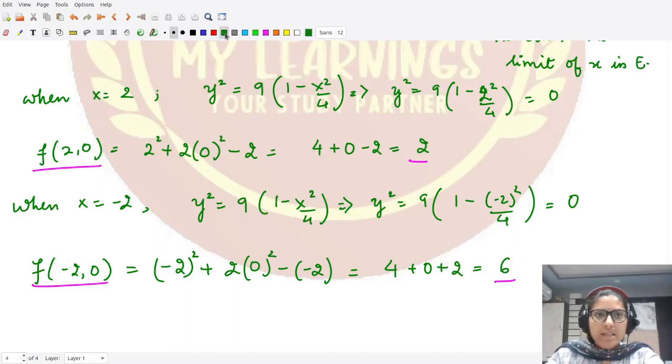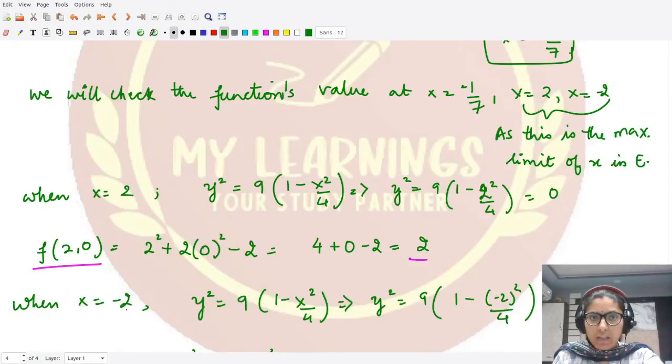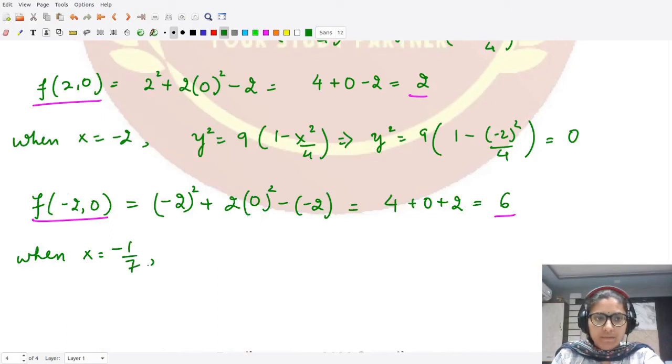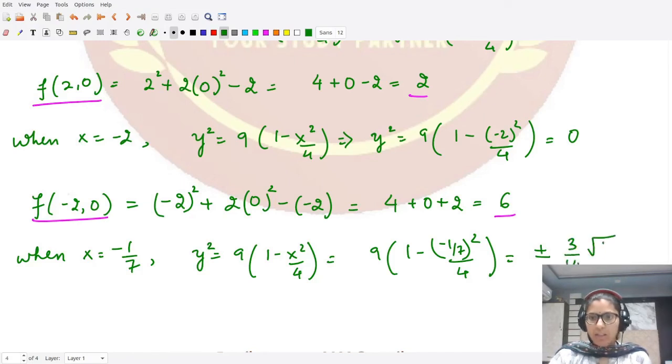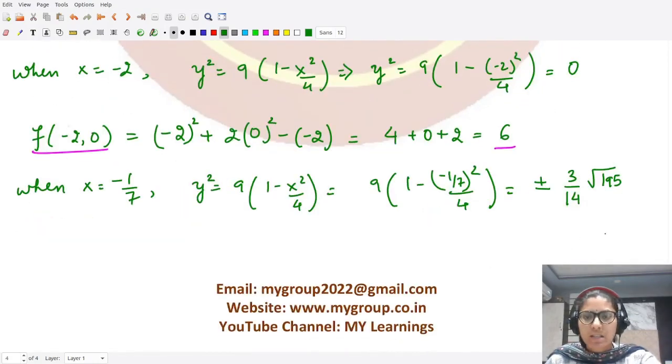And lastly, we have to compute when x is equal to the critical point, which is equal to minus 1 by 7. So when x is equal to minus 1 by 7, let's compute our y. So we have 9, 1 minus x square by 4. So you have 9, 1 minus the value of x, minus 1 by 7 square, divided by 4. When you compute this value, what do you have as y? y is equal to plus minus 3 by 14 square root of 195. This is a somewhat lengthy calculation, but still we are able to get this value.